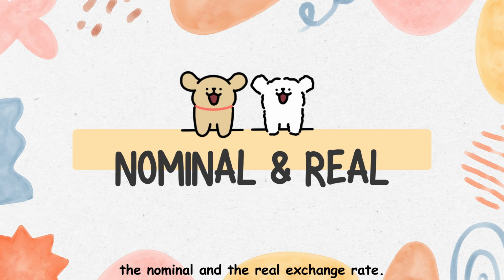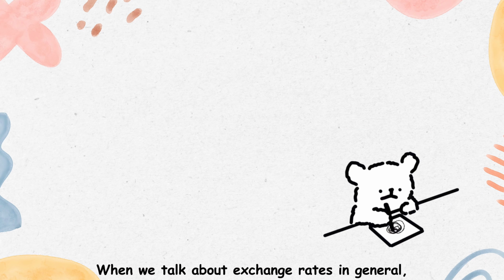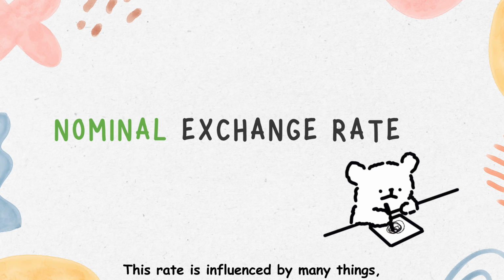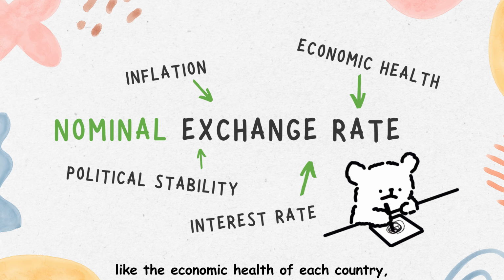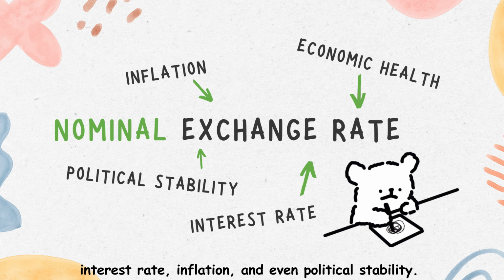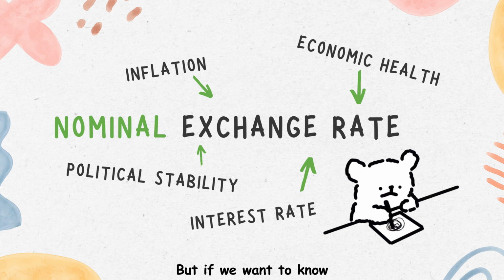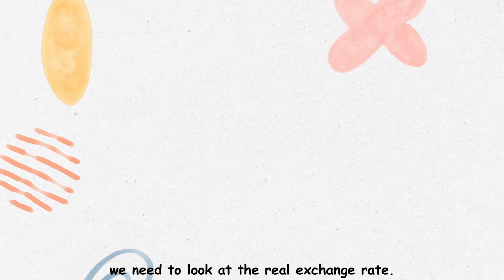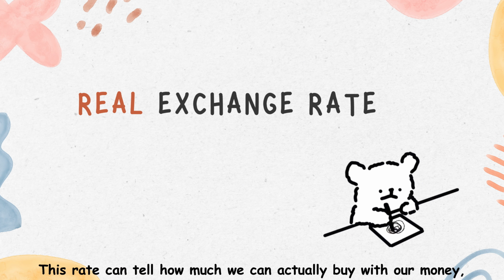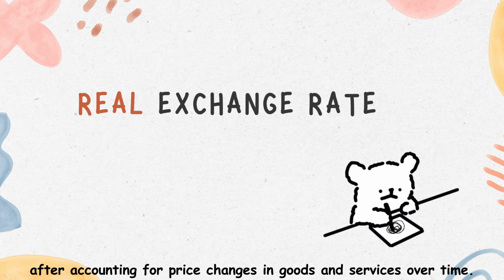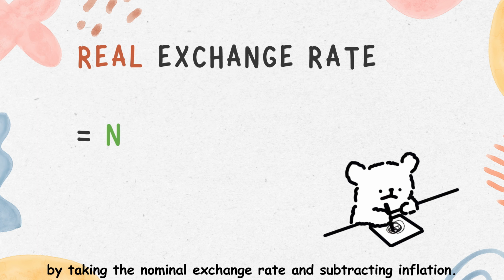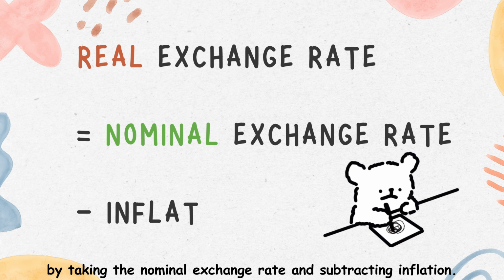To get a clearer picture of these changes, we need to understand two key ideas: the nominal and the real exchange rate. When we talk about exchange rates in general, we're usually referring to the nominal exchange rate. This rate is influenced by many things, like the economic health of each country, interest rate, inflation, and even political stability. But if we want to know whether something really got more expensive or cheaper in a meaningful way, we need to look at the real exchange rate. This rate can tell how much we can actually buy with our money, after accounting for price changes in goods and services over time. Usually, we calculate the real exchange rate by taking the nominal exchange rate and subtracting inflation.